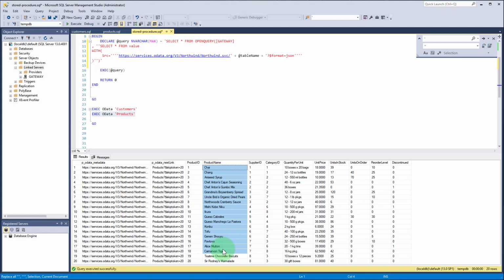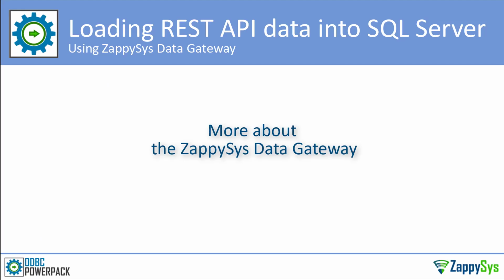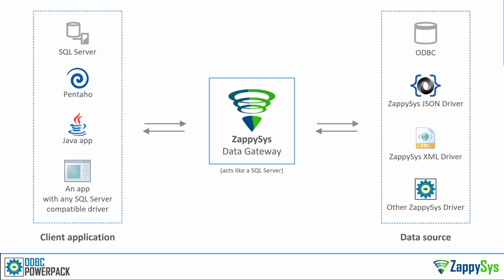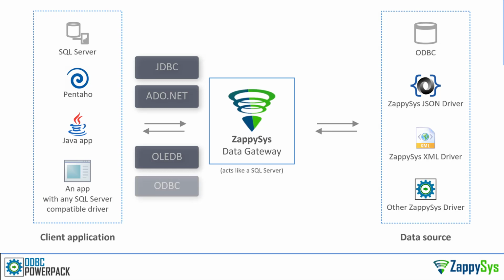execute dynamic queries. In the next part, I'm going to cover other use cases and talk about ZappySys Data Gateway in depth. As I talked about in the introduction, you can view ZappySys Data Gateway as a bridge between your client application and a data source. It uses Microsoft TDS protocol for communication, so you can connect to it as you would connect to a Microsoft SQL server. Therefore, any SQL Server compatible driver can be used to connect to the gateway. For example, JDBC, ADO.NET, OLEDB, or ODBC driver.